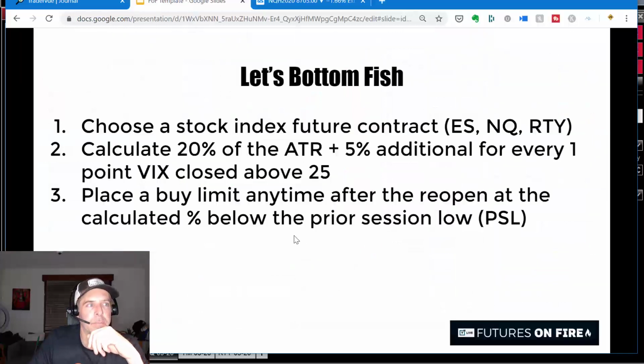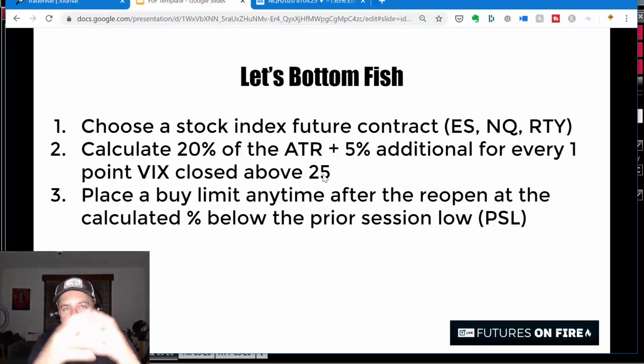So here's what we're going to do. We're going to choose a stock index future contract. I'm going to use the NQ. We're going to calculate 20% of the ATR of, let's say 20% of 230, which again, I'm not that smart. I think that's 46, somewhere in there. And we're going to add 5% for every additional 1 point the VIX closed above 25. It closed at, let's say, 27. So basically, we're going to take 30%. We're going to take 30% of 235. That's going to be our number.